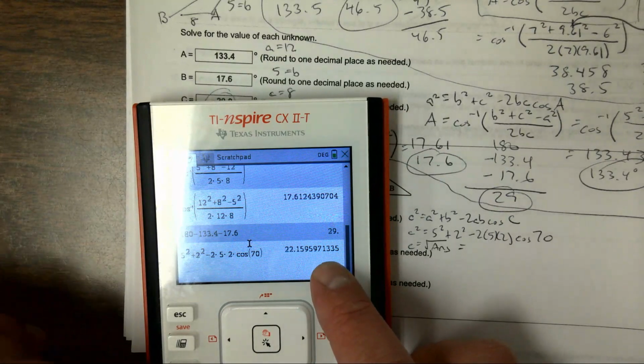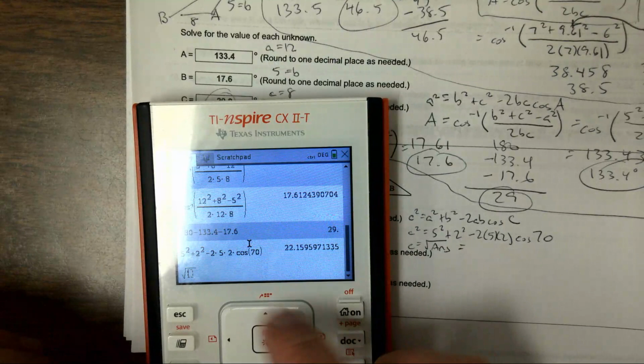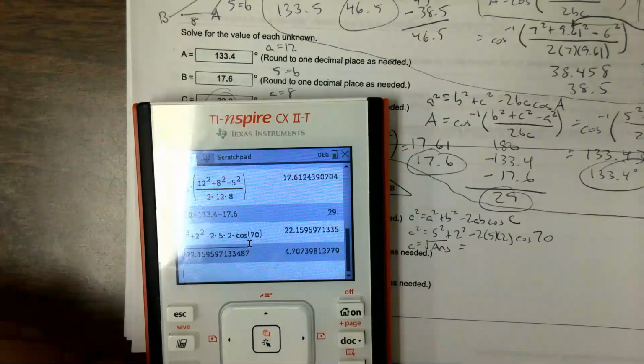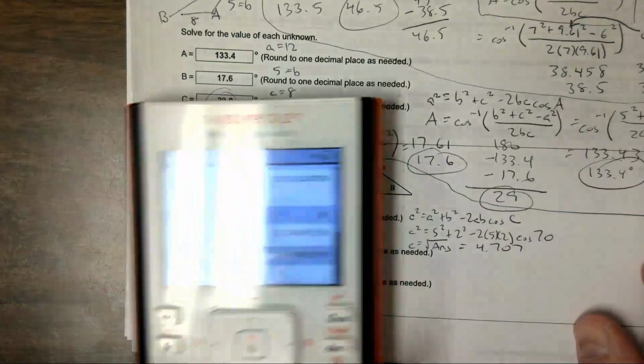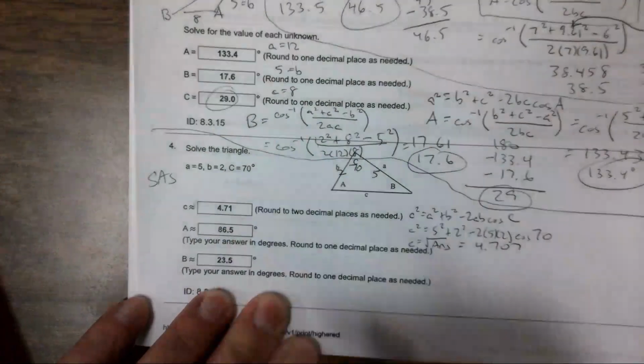That gives me 22.16, and then I do the square root of the answer, and then I get 4.707, and so that's 4.71.